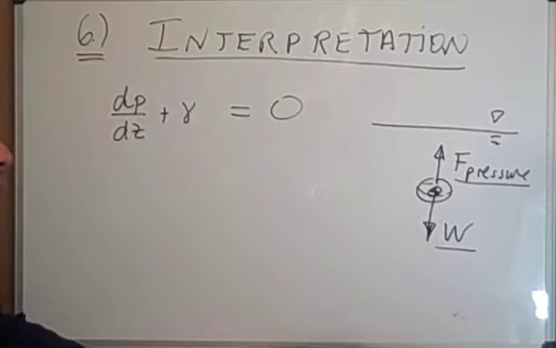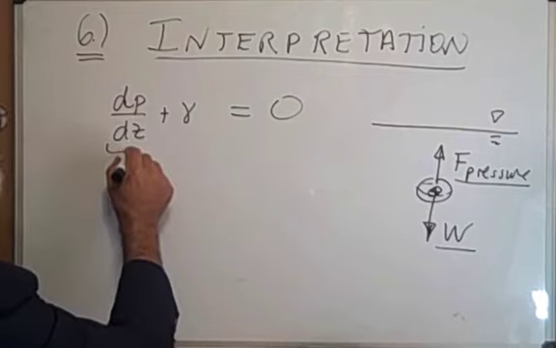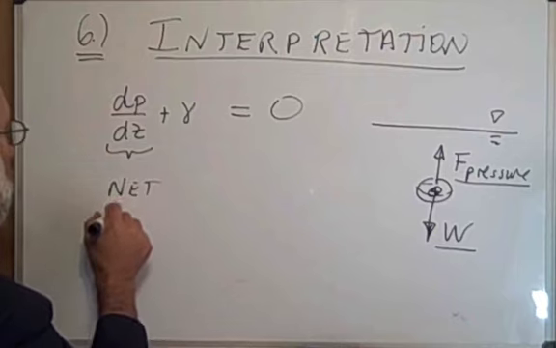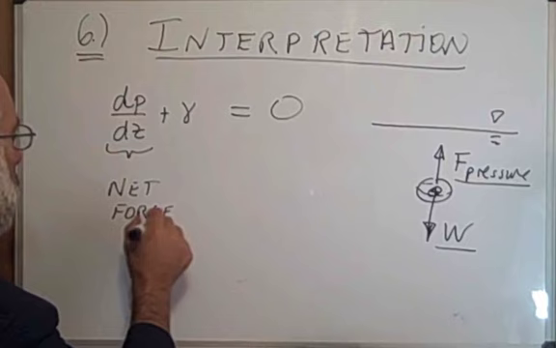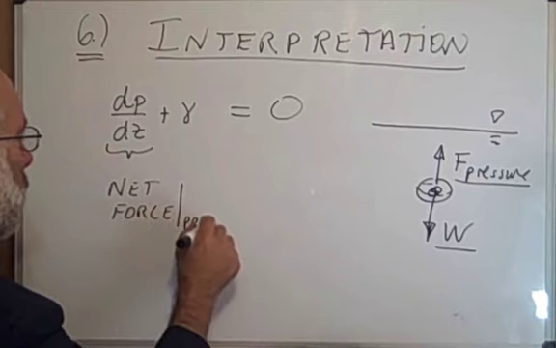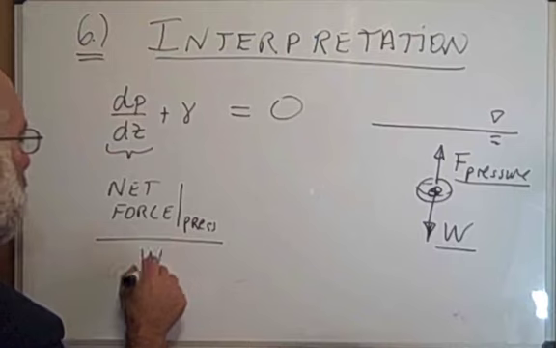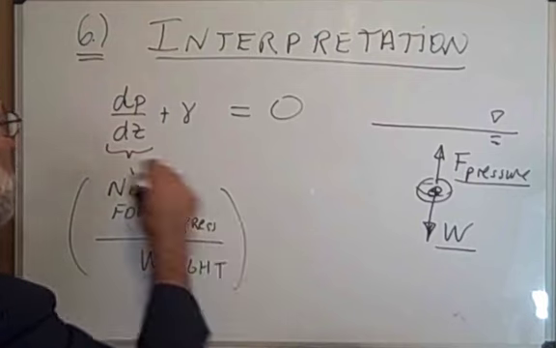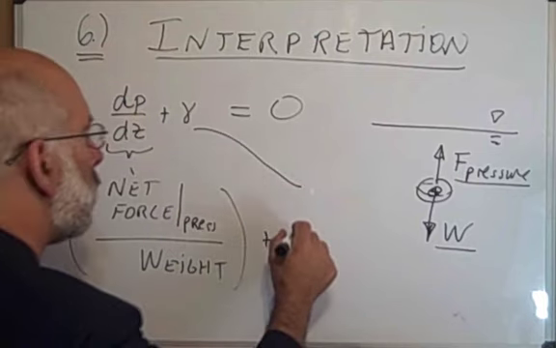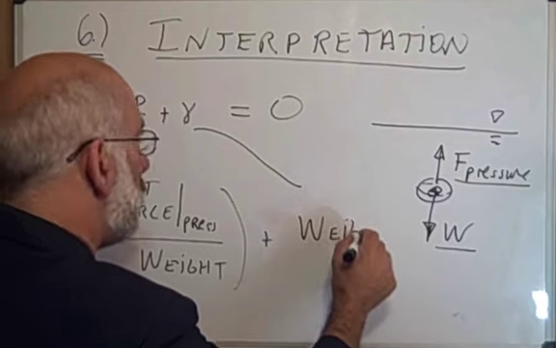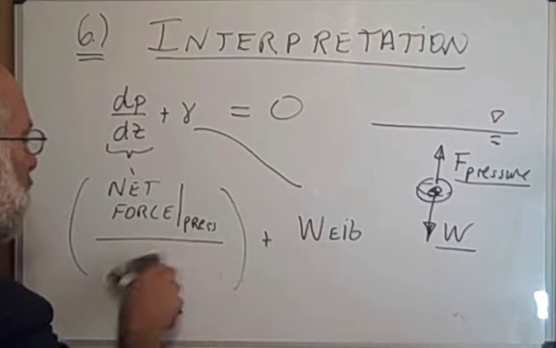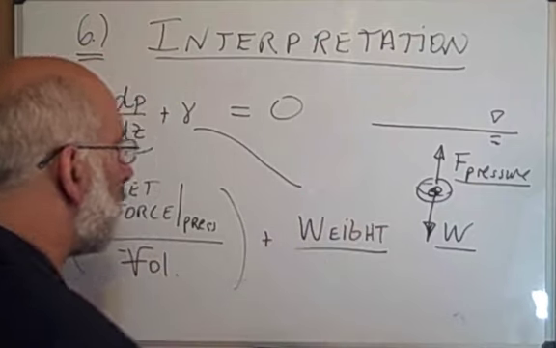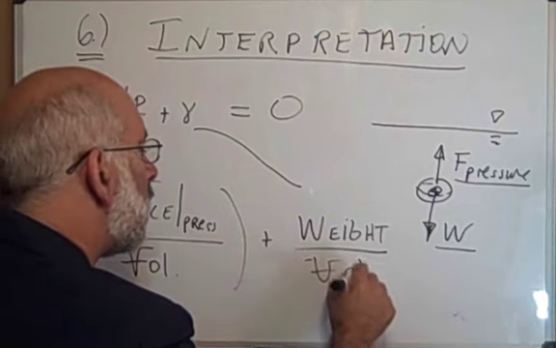The differential equation tells us the exact same thing. dP dZ here, this is the net force due to pressure divided by the weight of the fluid particle. That's the meaning of this term. Net force per pressure divided by, instead of weight, that should be the volume of the fluid particle. And this is the weight of the fluid particle divided by its volume.